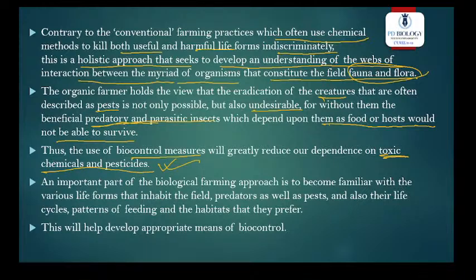An important part of the biological farming approach is to become familiar with the various life forms that inhabit the field, predators as well as pests, and also their life cycles, patterns of feeding and the habitats that they prefer. This will help develop appropriate means of biocontrol.